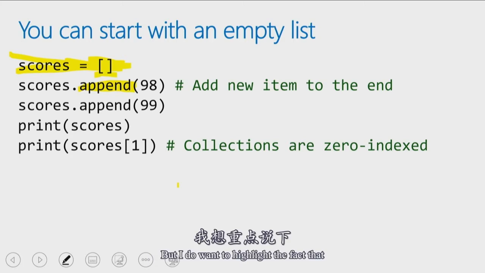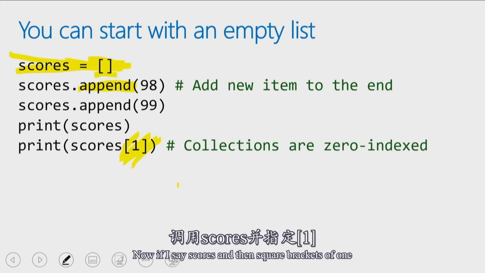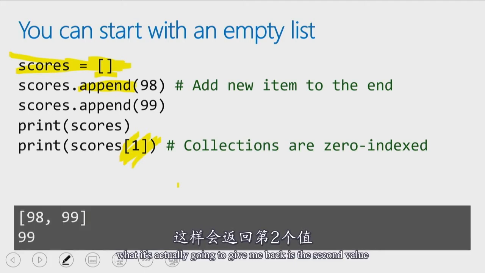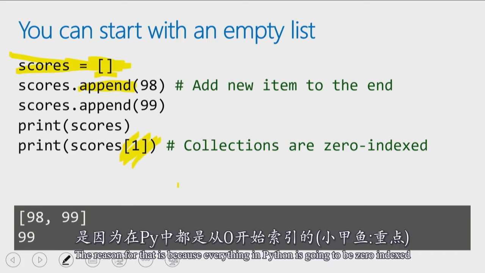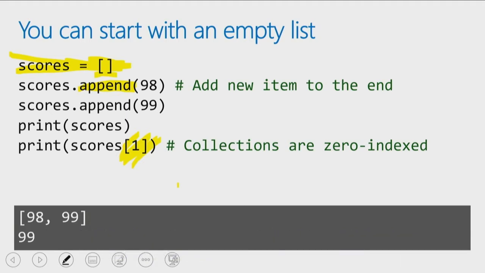But I do want to highlight the fact that we can access individual items inside of a list by using an indexer. Now, if I say scores, and then square brackets of 1, what it's actually going to give me back is the second value. The reason for that is because everything in Python is going to be 0 indexed. So all counting starts with 0.